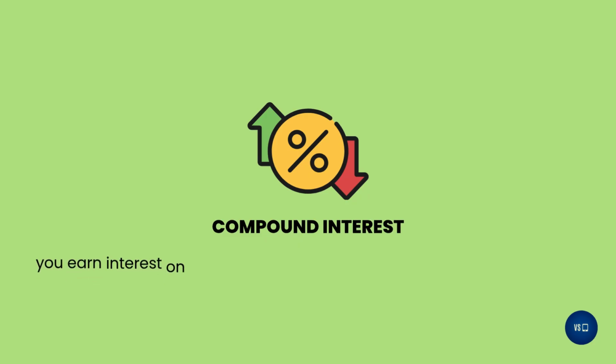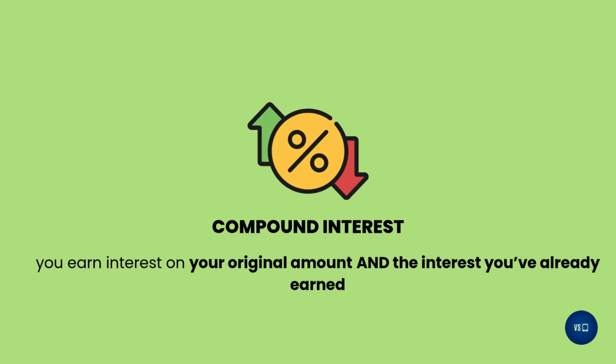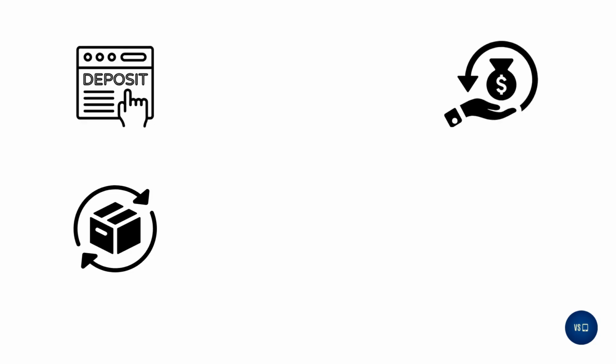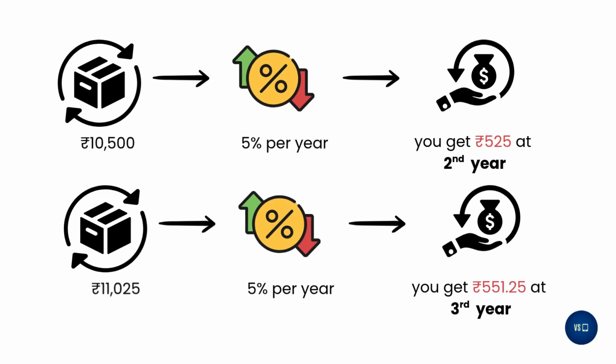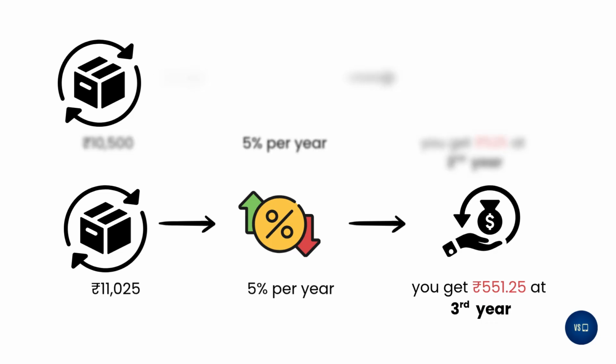Here you earn interest on your original amount and the interest you have already earned. So in year 1 you get 500, in year 2 you earn interest not just on 10,000 but on 10,500, and by year 3 it's even more. It's like a snowball rolling down a hill. At first it's slow and small, but as it rolls, it picks up more snow and grows faster.